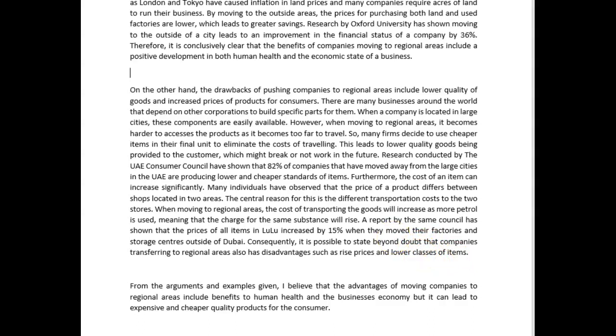From the arguments and examples given, I believe that the advantages of moving companies to regional areas include benefits to human health and the business economy, but it can lead to expensive and cheap quality products for the consumer.